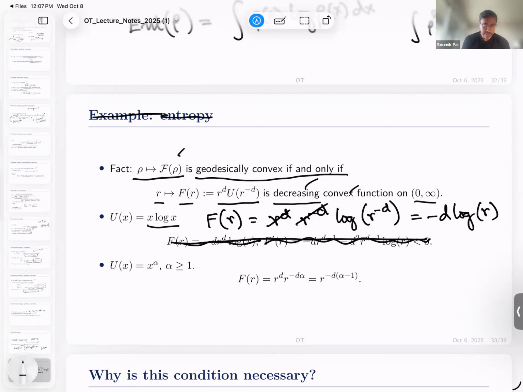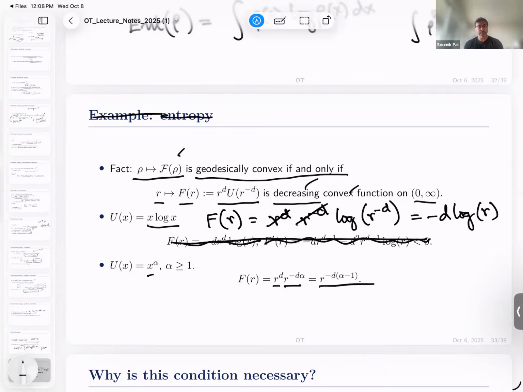The second example is x to the power alpha for alpha between 0 and 1. So I will take the function applied to r to the power minus d. That will give me r to the power minus d alpha. And I'll multiply by r to the power d. So that gives me r to the power minus d alpha minus 1.